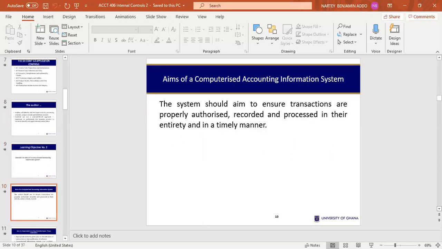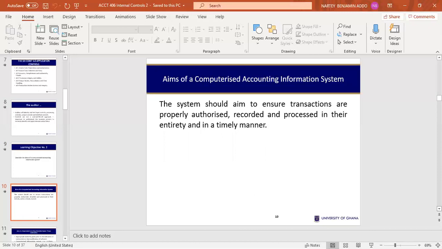So let's look at the system. Let's look at the aims. The system should aim to ensure transactions are properly authorized. Here, we are assuming that you have already acquired your system and you are operating it. Remember that when we say computerized accounting, it is a variant of accounting information system.